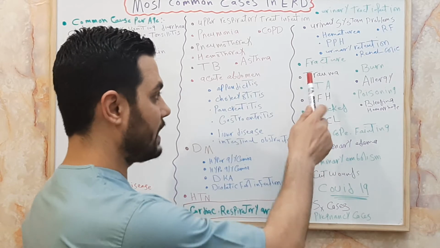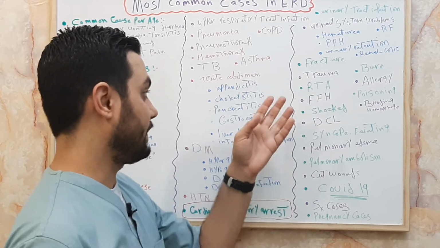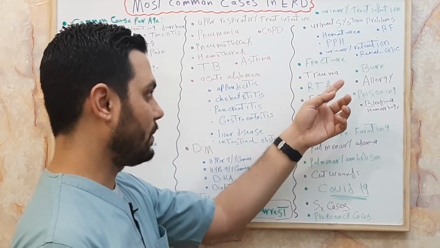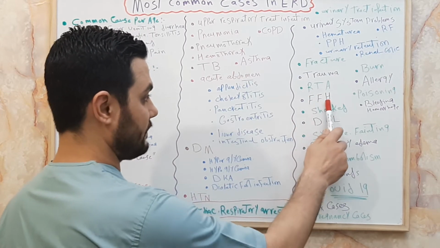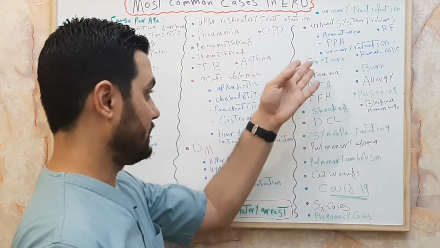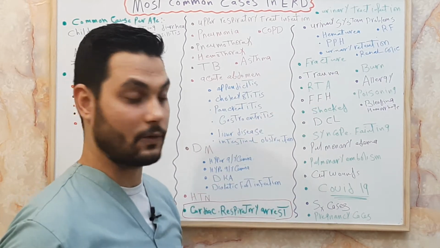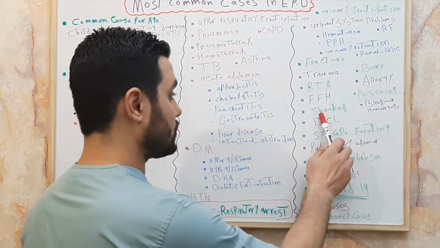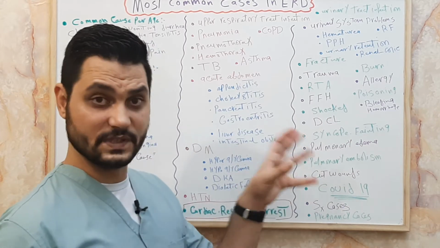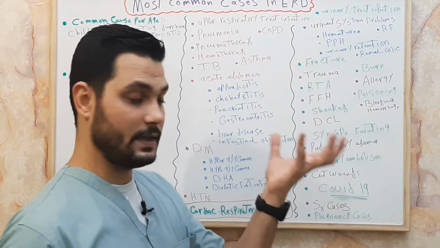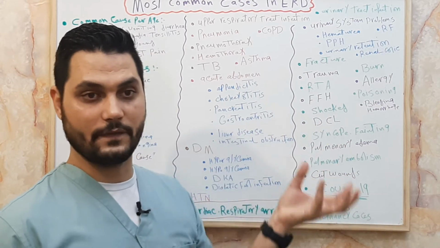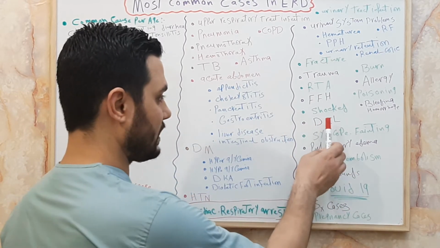Okay, after that, we have the patient with a fracture from trauma, RTA or FFH. RTA is a road traffic accident, FFH is falling from height. This patient will have a fracture of the upper limb or lower limb. Okay, the shocked patient, any type of shock, will come to the ER. After that, disturbed conscious level. If the patient is confused or has disturbance in the conscious level, they will come to the ER.